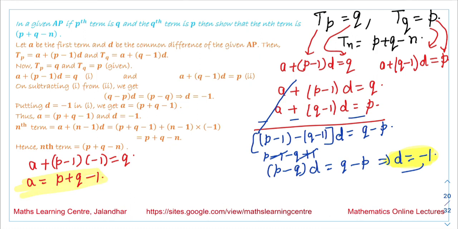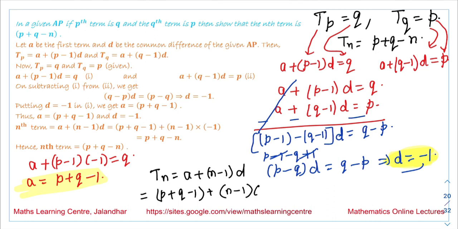Now what we want to calculate is the value of the nth term Tn. So it is a plus (n minus 1) d, that is equal to p plus q minus 1 plus (n minus 1) into minus 1. So this is p plus q minus n. This is the value that we obtain for the nth term, and this is what we have to prove, that the nth term is p plus q minus n.